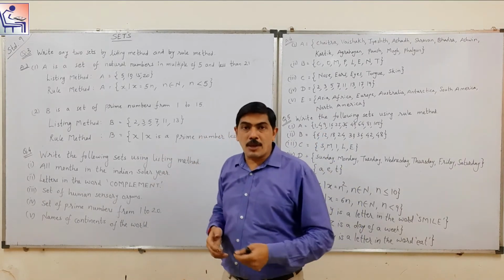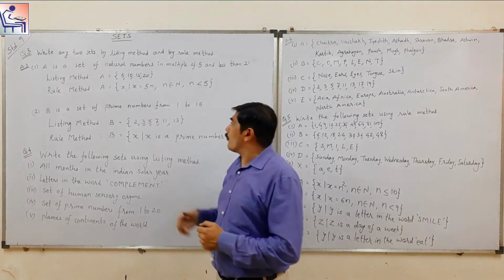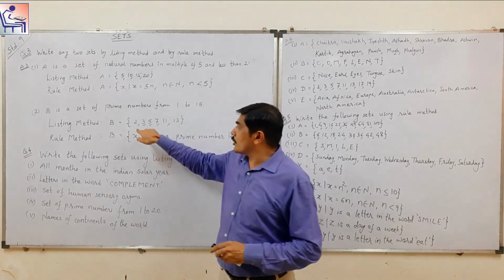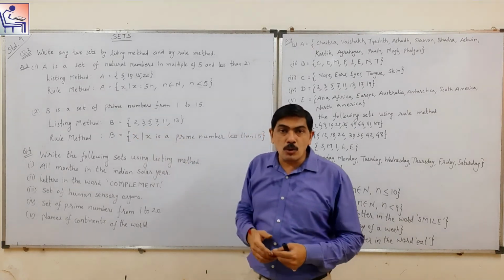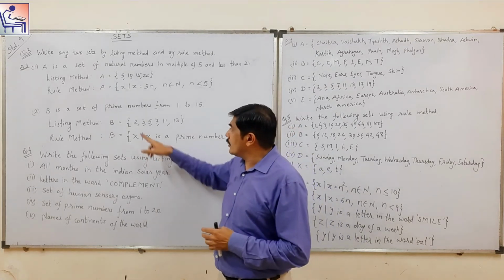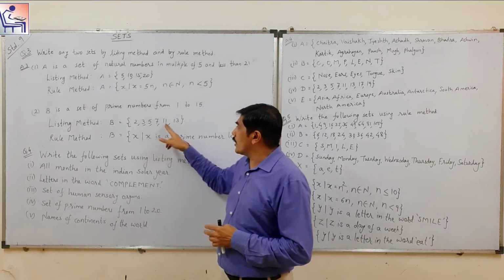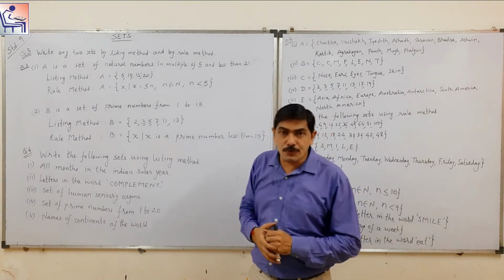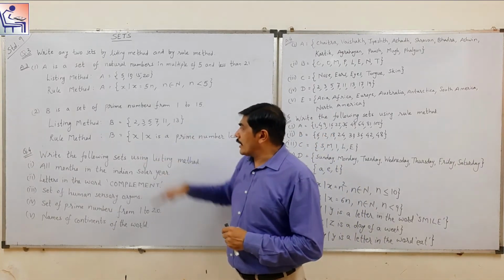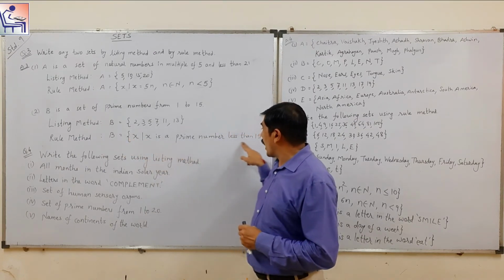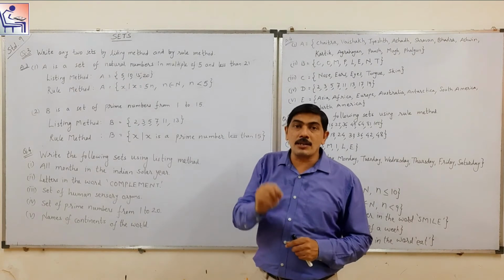Now our second example: B is a set of prime numbers from 1 to 15. In the listing method we will write all the prime numbers from 1 to 15. So 2, 3, 5, 7, 11 and 13. These are the prime numbers from 1 to 15. In the rule method, we will write it as B is a set of all x such that x is a prime number less than 15.